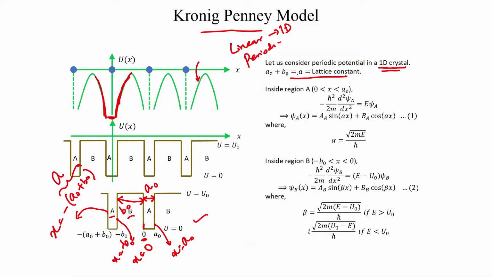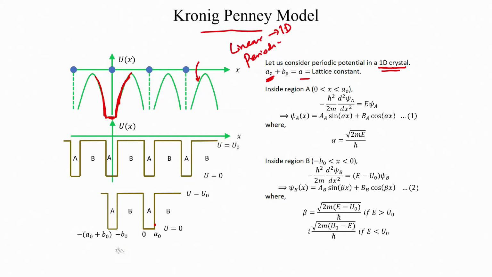It would have been wiser if I had used a different symbol since I have already used A naught here, but this symbol A is quite often used to define the lattice constant. So given this structure, we can now write Schrodinger's equation.